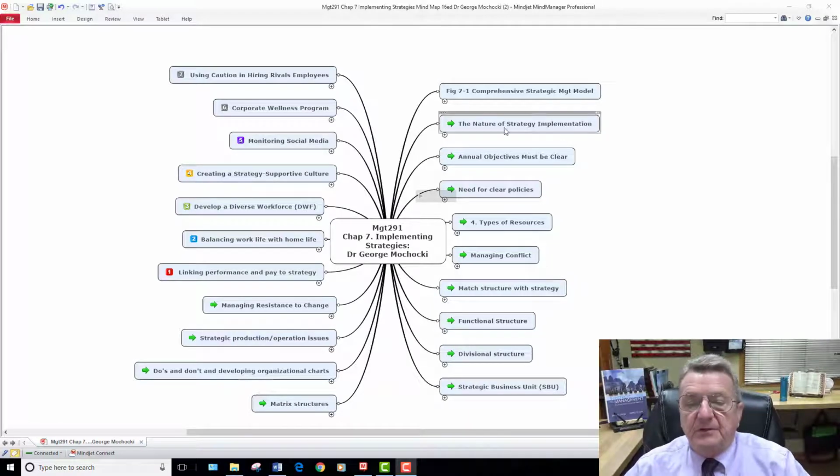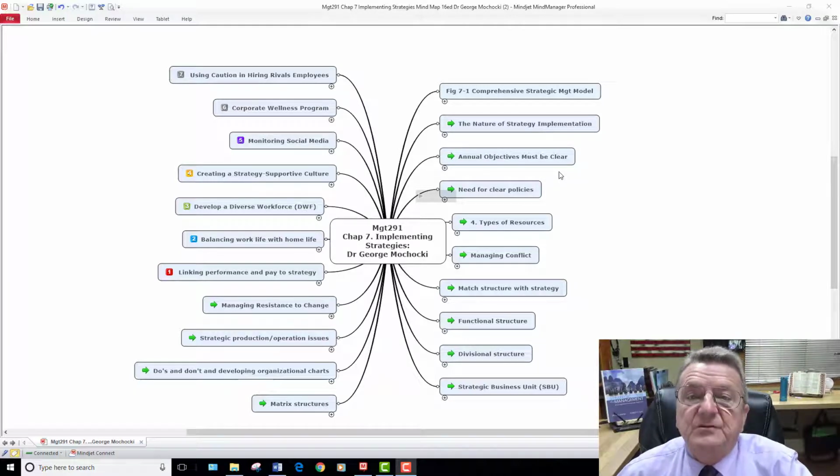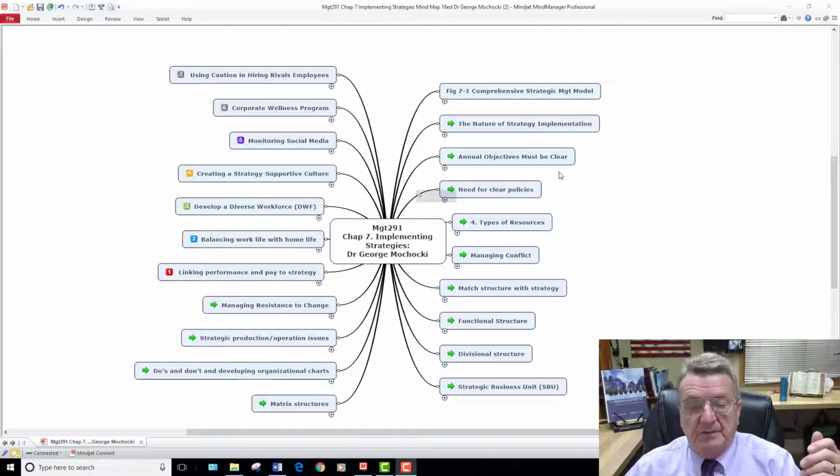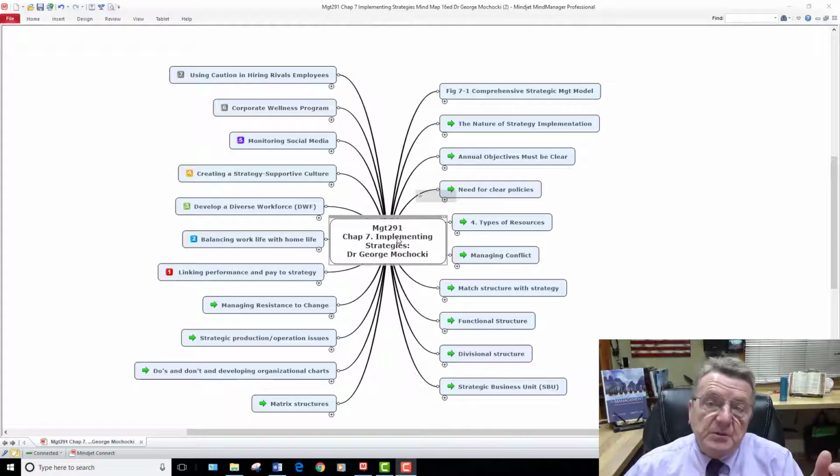So what are we going to be covering? Nature of strategic implementation, annual objectives. Remember, this is a strategic class. We're looking long term, in the next 2 to 5 years. How are you going to turn the company around? And this one's implementing the strategies. We did everything else in the other chapters. Now, how you're actually going to implement the strategies that your organization came up with.